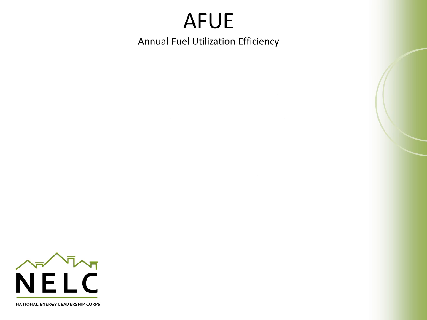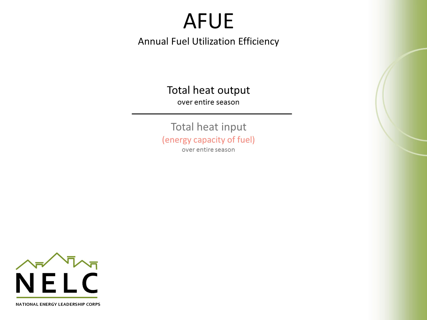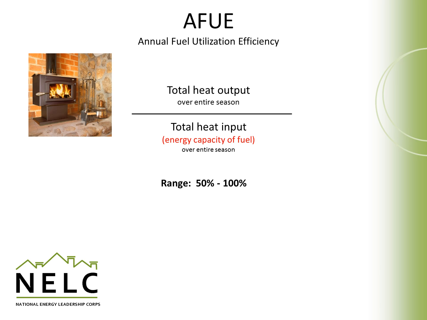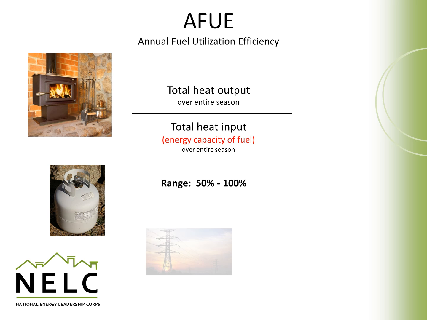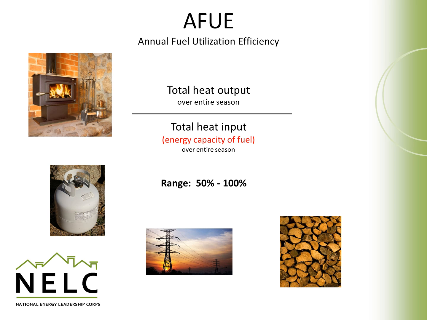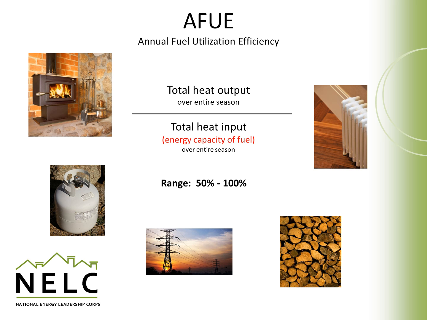The annual fuel utilization efficiency is a term that allows for comparison of how different types of heating systems compare over an entire season. It's calculated by the total heat output over the entire season divided by the total heat input for the season based on the energy capacity of fuel used. The range of AFUE can be between 50 and 100%. And again, this type of rating can be used to apply to different types of heating systems and different types of fuels, and is a good way to compare across these different types of fuels and systems.